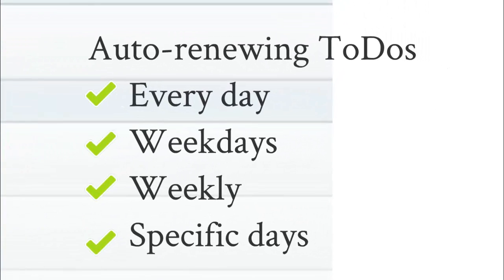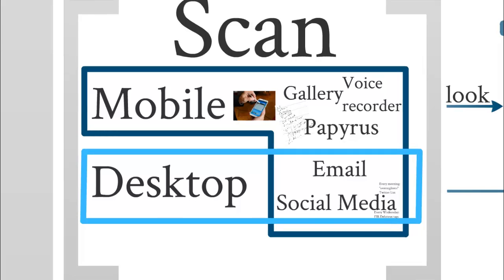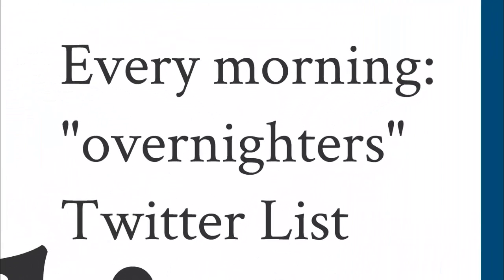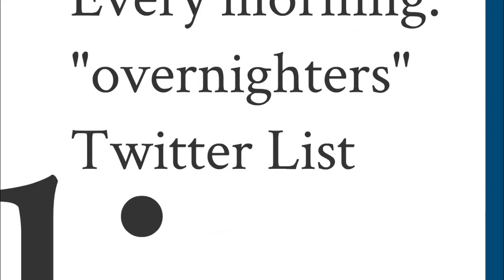Recurrent tasks. Some of them are created every day, some of them happen only on weekdays, some of them happen once a week, some of them happen on specific days. I'll give you an example. Every morning I have a task to look at a Twitter list called Overnighters. Overnighters are a bunch of tweeps who live and work in the USA, or at least North America. So they're tweeting whilst I'm sleeping, and so the first thing in the morning is I look at my Twitter list called Overnighters and I see, is there anything useful there? It's one of my inboxes.